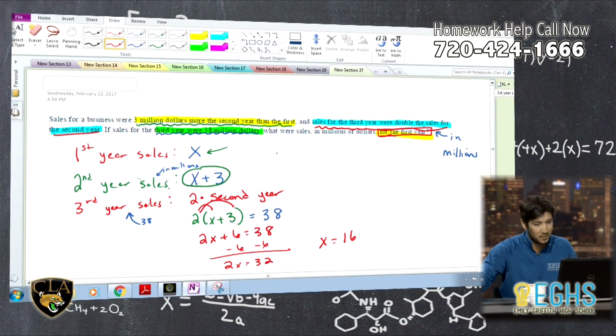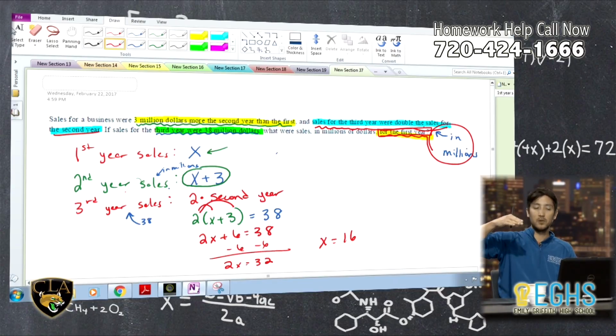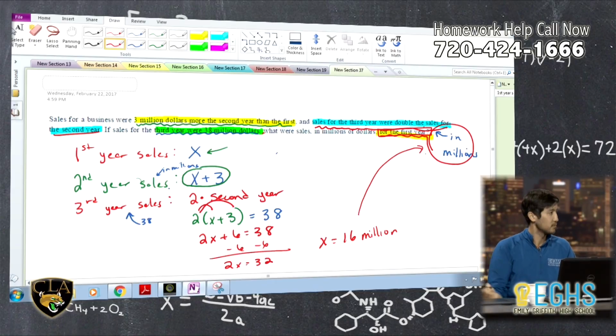How much were sales in the first year? In millions. So we also want to make sure, look at your variables and say, is x representing the first year sales? Well, the variable we assigned was x, so we're going to say 16 million. And it was helpful that Becca recommended throwing that million in there somewhere, because now we can say it's $16 million in the first year. Not just $16, right? That would be a terrible third year. Really bad.